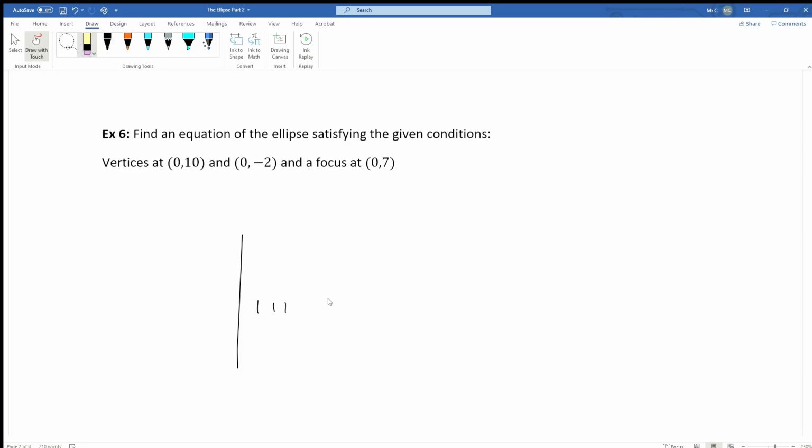Oops, that's the wrong direction. Let me try that again. So 1, 2, 3, 4. Okay, so we should have one vertex up here, and we should have another at (0, negative 2).